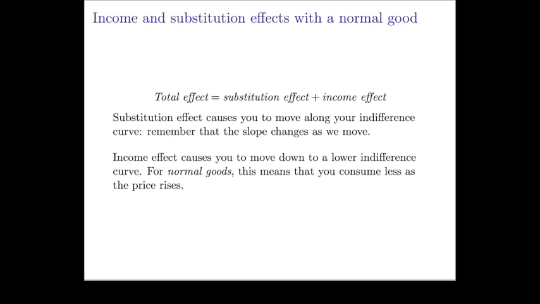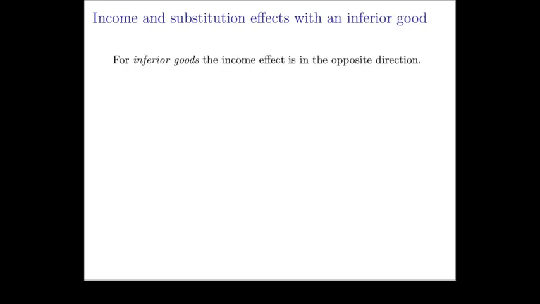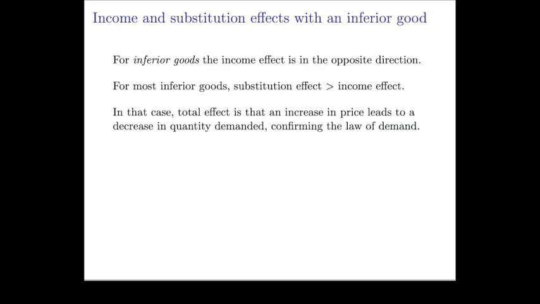So for normal goods, this means that you're going to consume less as the price rises. On the other hand, for inferior goods, the income effect is actually going to have the opposite sign, right? Because as your income decreases, you're going to consume more of this good. So for most goods, the substitution effect is higher than the income effect. So in that case, the total effect is going to have the right direction.